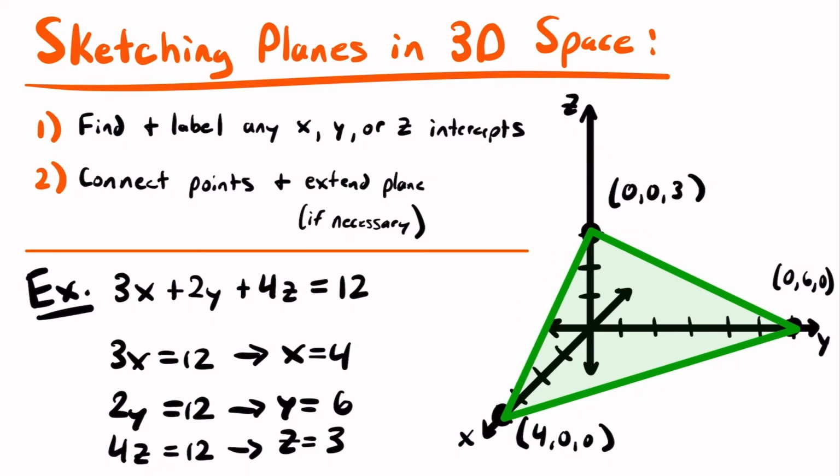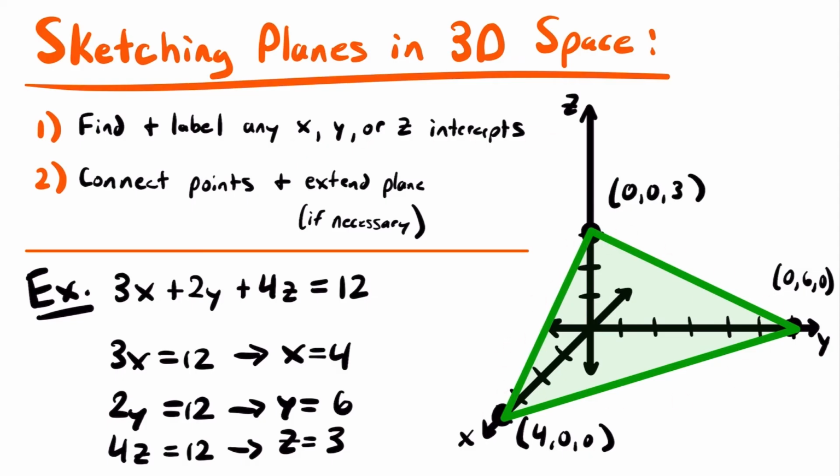But that is really all we can do to sketch this plane by hand. This is a good enough sketch to understand where that plane is in the 3D coordinate system. And so we're good. This is the sketch of this plane in 3D space. When you have a nice equation of a plane that has all three terms of x, y, and z, all you have to do to sketch that plane quickly is find those x, y, and z intercepts and connect the points.